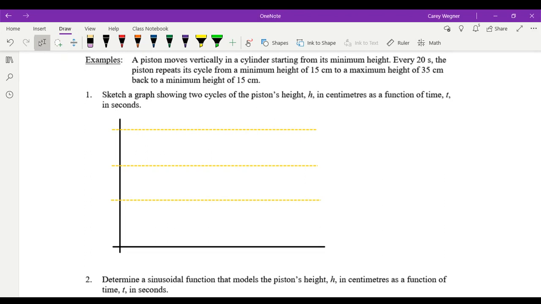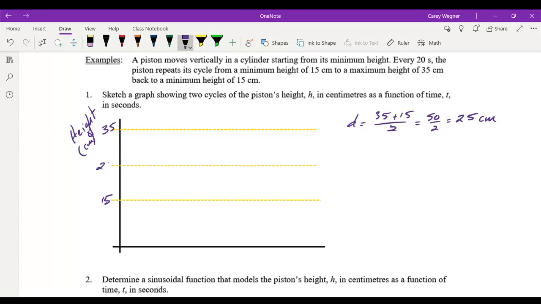So here's what we know. Our graph starts at a minimum height of 15 centimeters and then reaches a maximum height of 35 centimeters. And so halfway in between, we could do our calculation to find our center line. So here you can see my calculation, and I'm getting a center line, or D value, at 25 centimeters. Now, we also know that the cylinder starts at a minimum height. And so our graph will be starting here at a minimum.